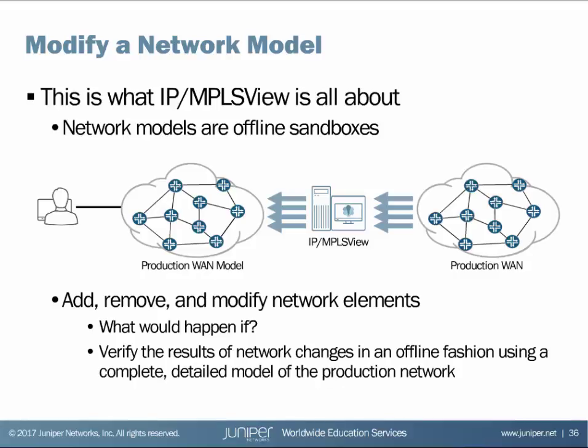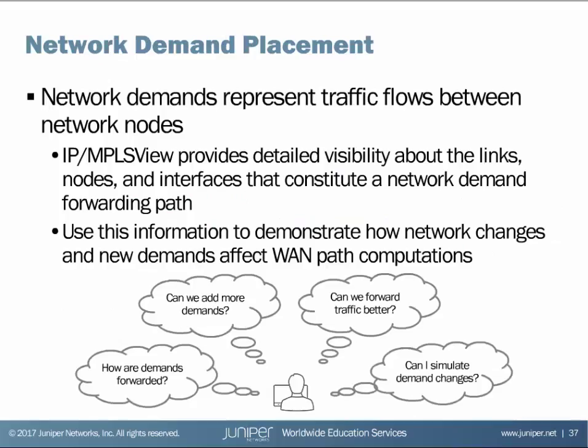What happens if the Denver node fails? Once I simulate this, there's extensive reporting built in where I can analyze the effects of this event, and so I know exactly what would happen if this same thing happened in my production WAN, right? And that's the power of this tool, right? What would happen if?